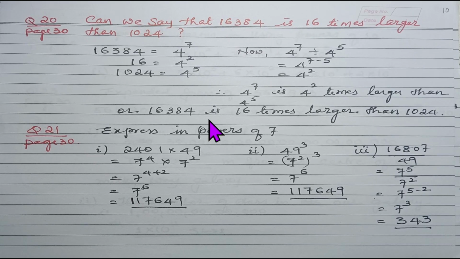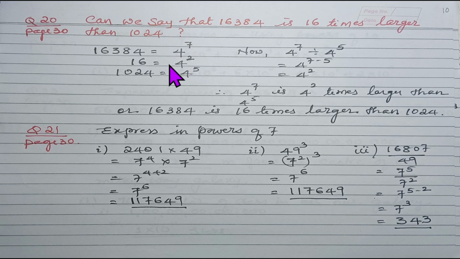Now coming to the next example, can we say that 16,384 is 16 times larger than 1024? Please understand this. Can we say that 16,384 is 16 times larger than 1024?